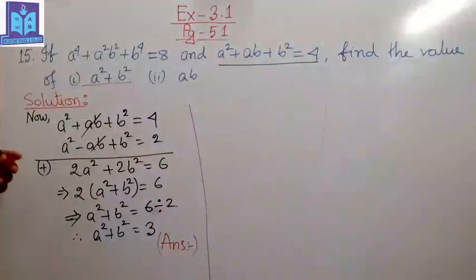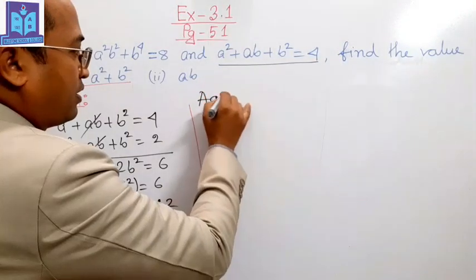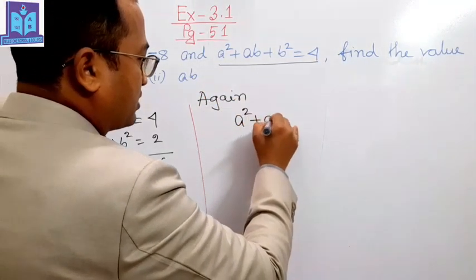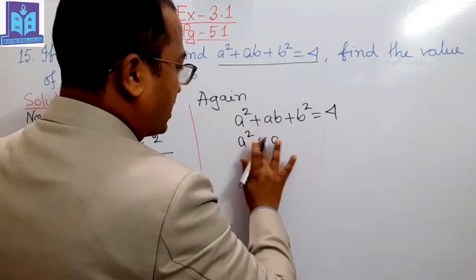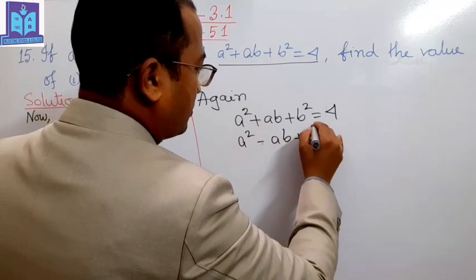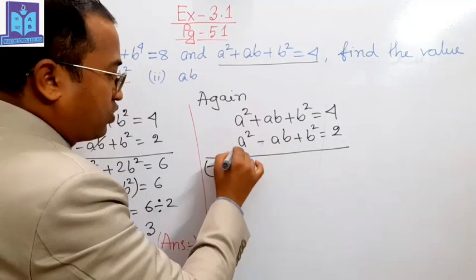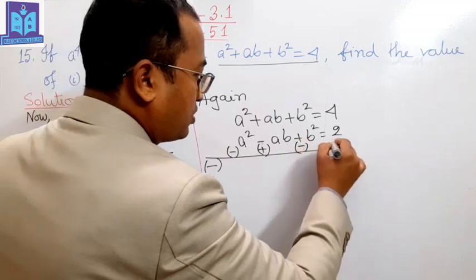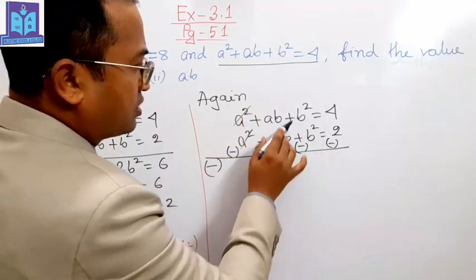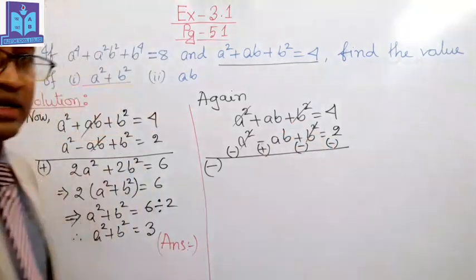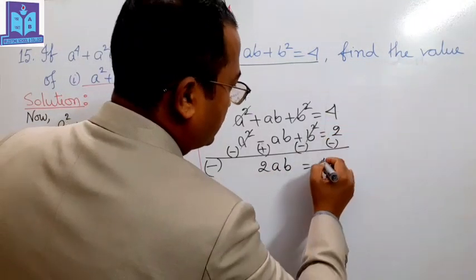Similarly, if we subtract these two equations, we will get the value of ab. Again, a² + ab + b² is equal to 4, and a² − ab + b² is equal to 2. If we subtract, the sign will be same. So this is plus a² and this is minus a², these two will be cancelled. This is plus b², this is minus b², these two also will be cancelled. And this is plus ab, this also plus ab, that will be 2ab is equal to 4 minus 2 equal to 2.